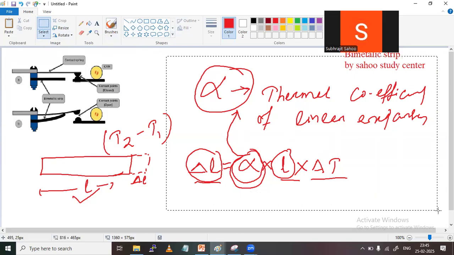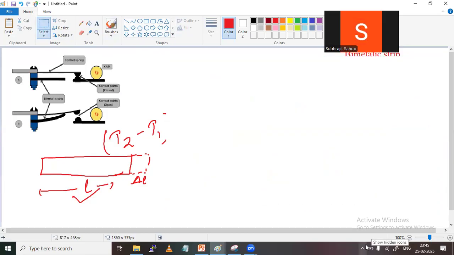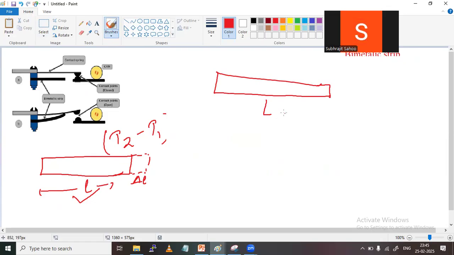What is the meaning, sir? Here, suppose there is a metal bar. Suppose a bar is there, and the initial length is L. Now at this moment, the temperature is T1, suppose equal to 30 degrees Celsius.